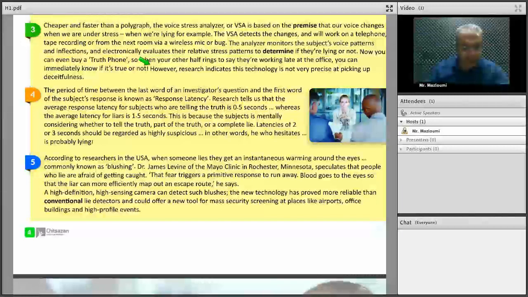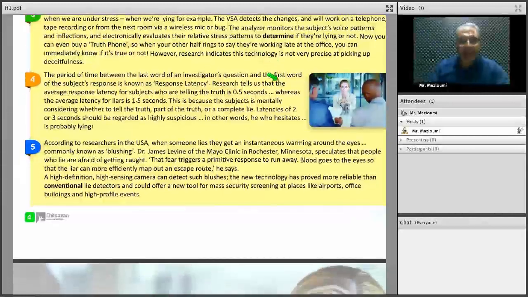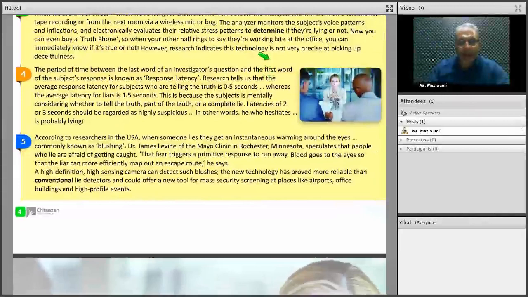But yet, research indicates this technology is not very precise at picking up deceitfulness. Well, this is the dark side. Unfortunately, research shows that this technology, the VSA, is not accurate enough at picking up deceitfulness, dishonesty. So again, it is not 100% reliable, I'm afraid.